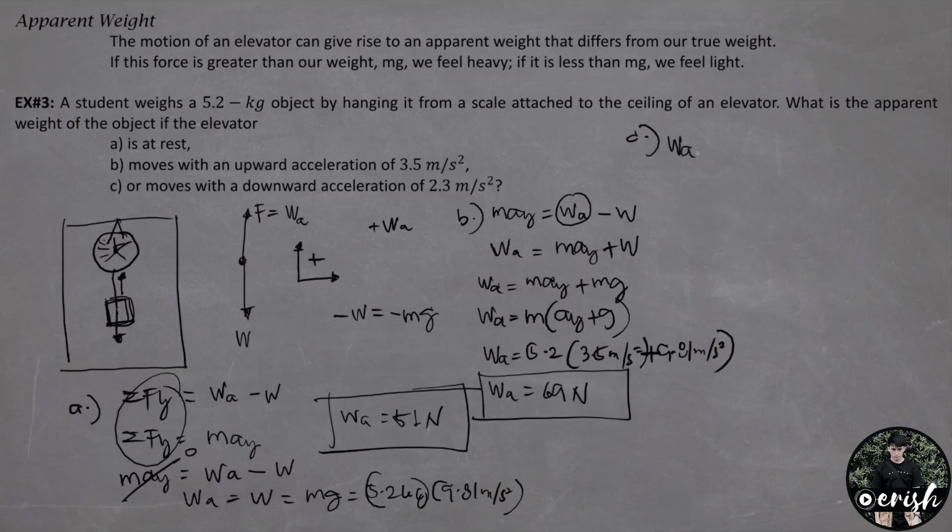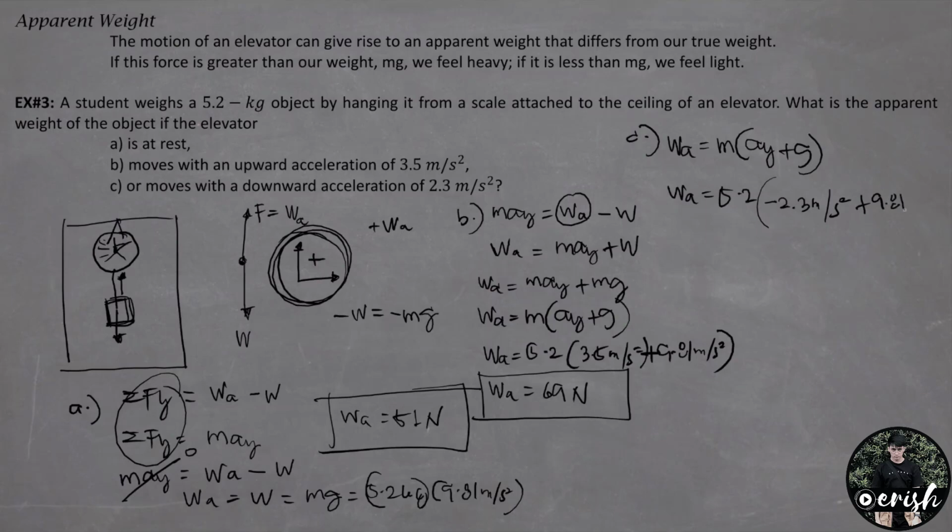Same process, this is apparent weight equals mass times the acceleration y plus the gravity. So apparent weight, by directly substituting the values, mass is 5.2 kilograms. Ang given na acceleration is 2.3 and this is downward, so negative. Again, ito yung ating sign na sinusunod. So, pababa yung acceleration, therefore, the acceleration is negative. 2.3 meters per second squared plus 9.81 meters per second squared. By calculating, the apparent weight now is equal to 39 Newton. Mas magaan kasi iisa ng direction yung acceleration and yung weight.